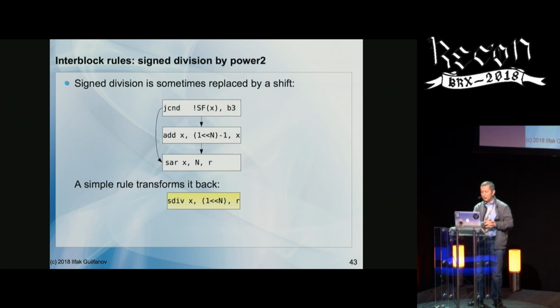Another example, division by power of 2. It is represented by 3 instructions. Check if the X is negative or not. If it's not negative, then we simply shift to the right arithmetically. Otherwise, we have to add a correction which makes the shift correct even in the case of negative numbers. And the transformation rule gives us back a very nice signed division instruction.